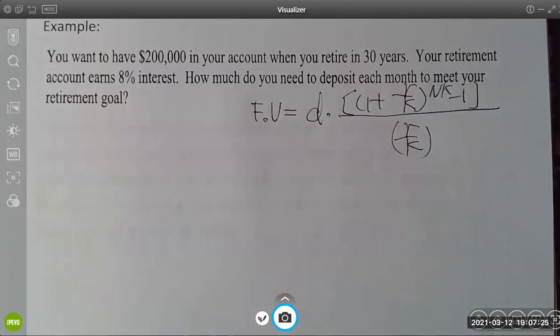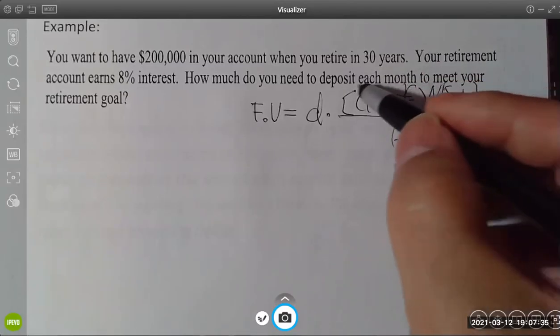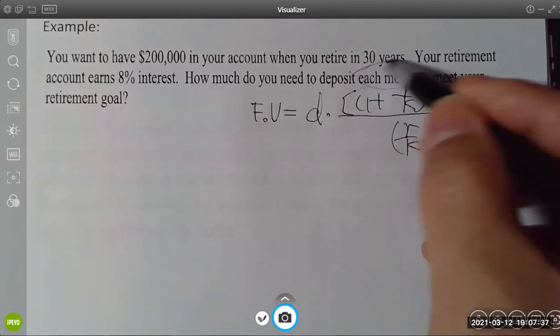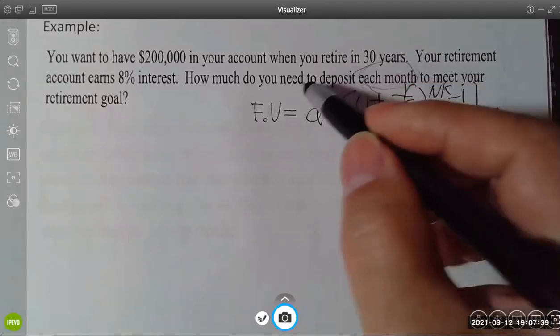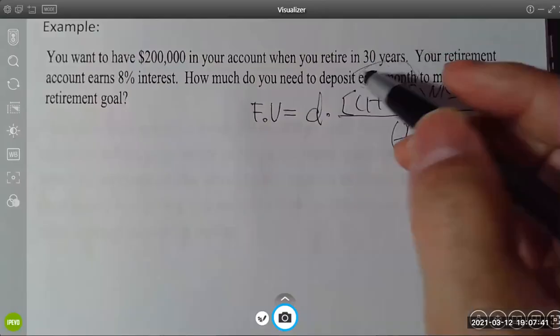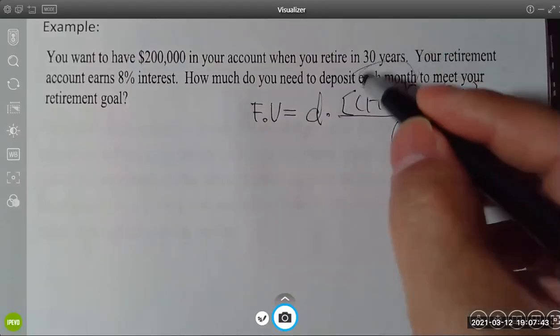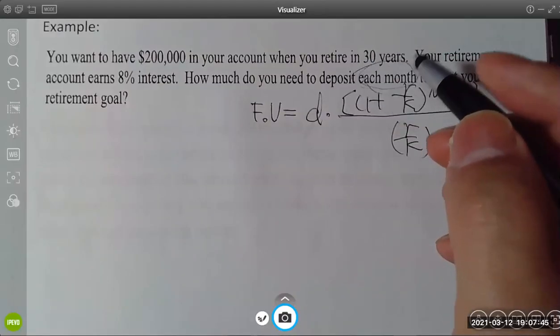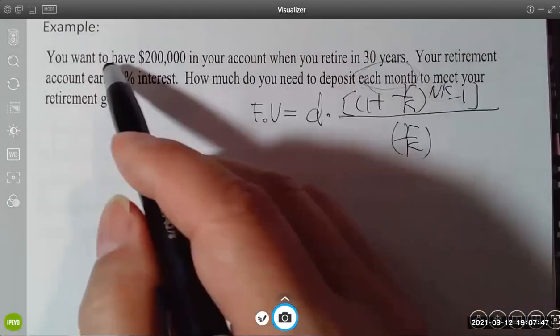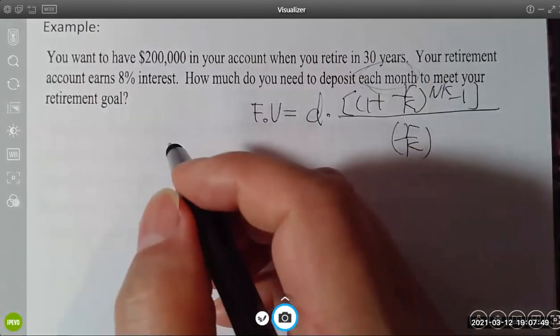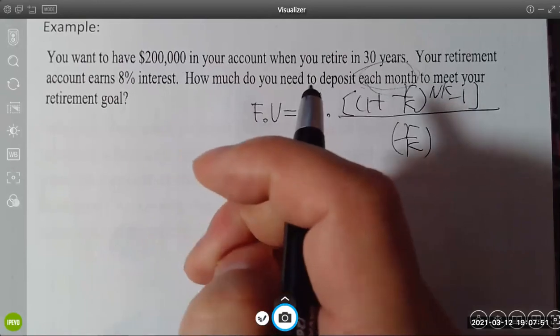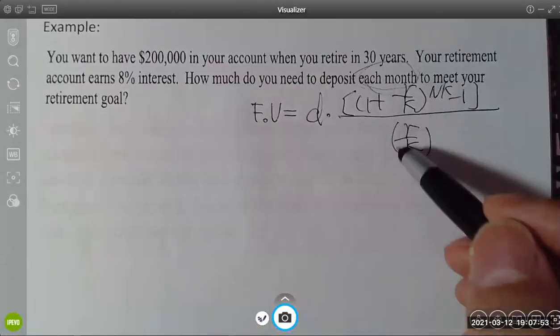Your retirement account earns 8% interest. Look at the question, how they ask this question. How much do you need to deposit each month? That's the most important part. It's not how much do you need to deposit. How much do you need to deposit each month? Repeating deposit, that makes it an annuity account. Since you're given future value, that's future value of annuity account. That's how you identify which formula to use.